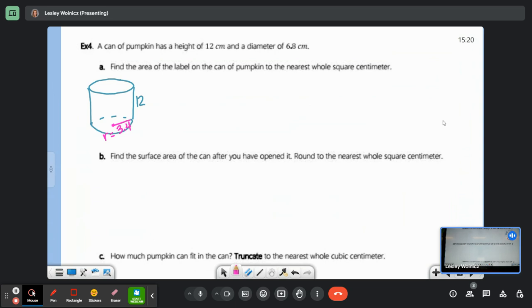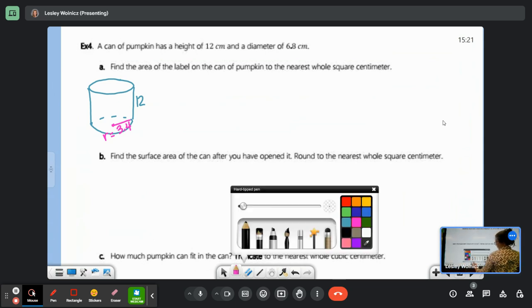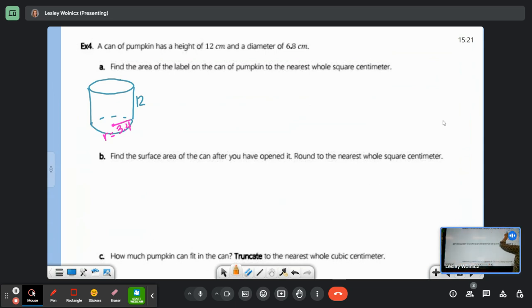Okay, it says find the area of the label. Okay, this is my giant can of soup. Pumpkin soup. Okay, I'm taking the label off the can. Is there a base on this label? This is just the rectangle part, right? Yeah. Okay. So, what are the dimensions of my rectangle? The rectangle is going to have this whole circumference times this height, right?